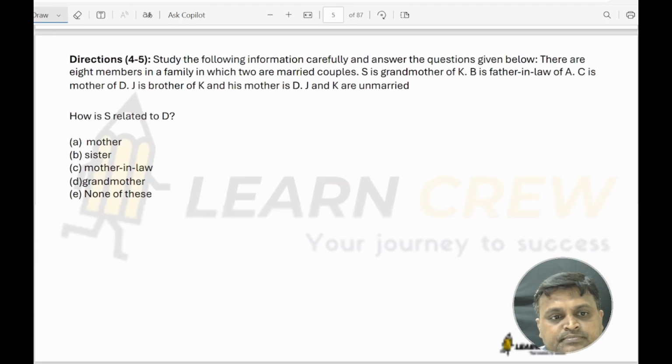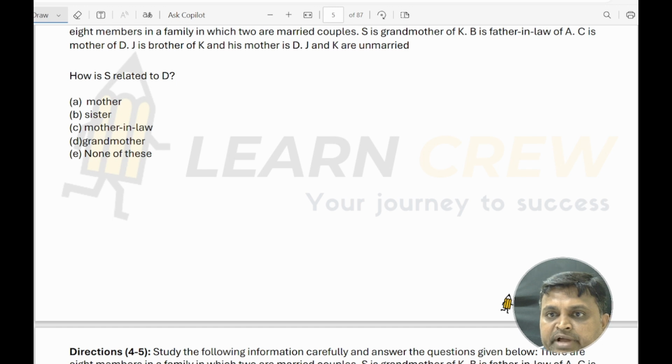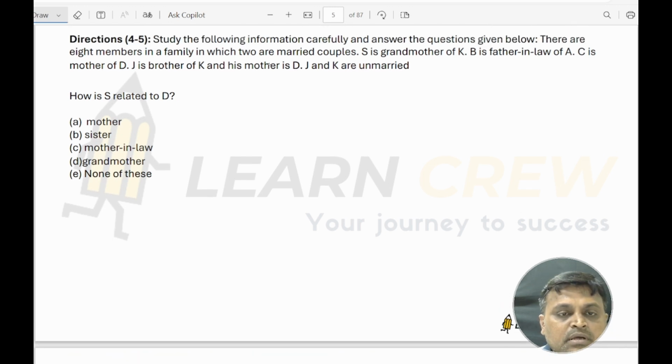Next, questions number 4 and 5 are based on blood relations. There are 8 members in a family in which there are 2 married couples: one married couple, and the other married couple. S is the grandmother of K. B is the father-in-law of A.